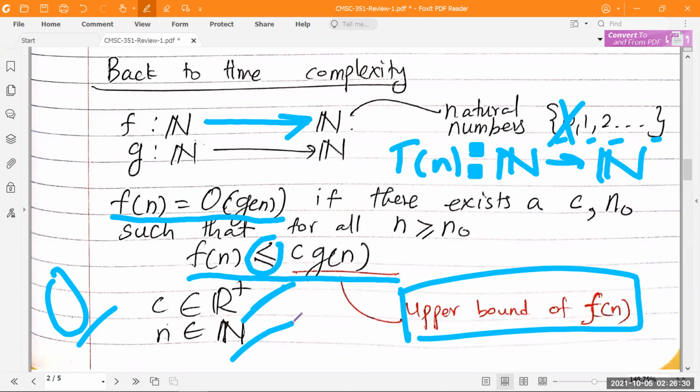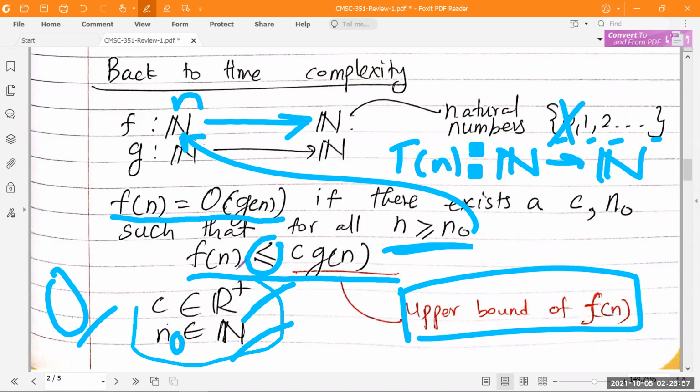And n naught has to be a natural number. Why should n naught be a natural number? It's because n naught is again one of these n numbers given by n. The n after n naught is showing this property. So because n is in the natural number set, n naught should also be in that natural number set. So we have these conditions and we have this condition. That is what big O is.